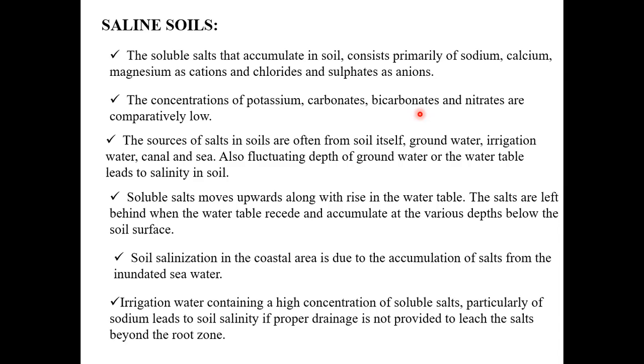So whenever we use saline water, it means water which has dissolved carbonates of calcium, magnesium, and sodium, and chlorides and sulfates. Those are the cations and anions. When their concentration is very high, if we use that water, completely the soils will become saline soils. These are the main properties of the salt affected soils.